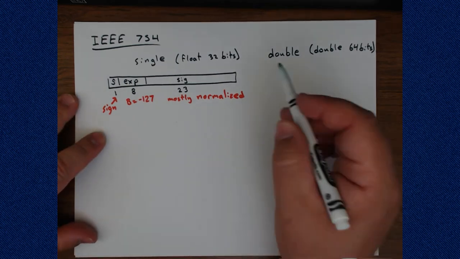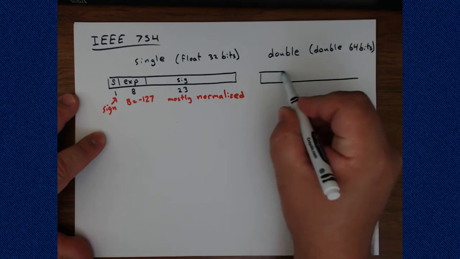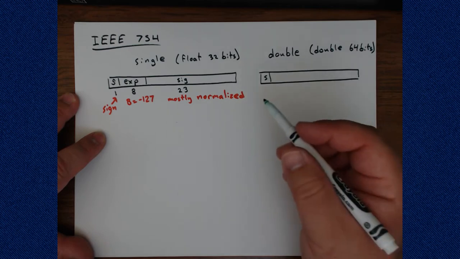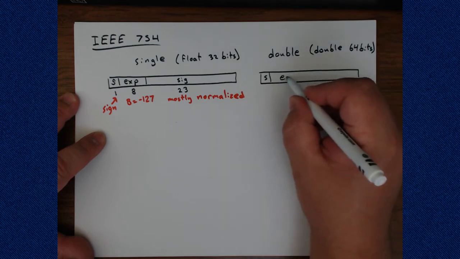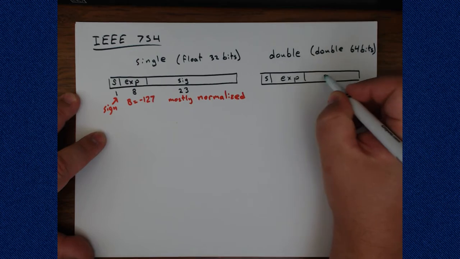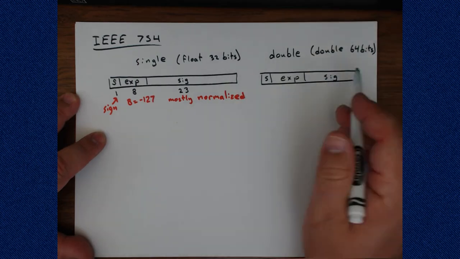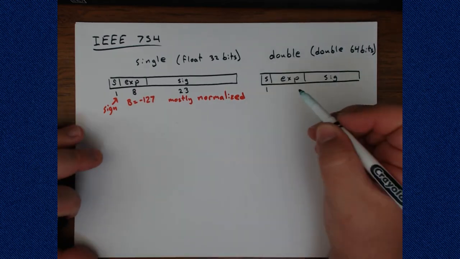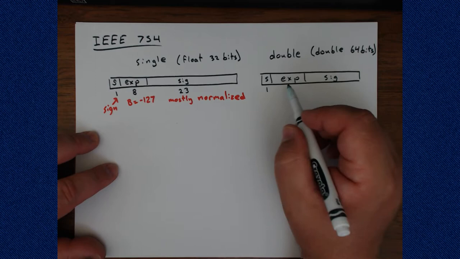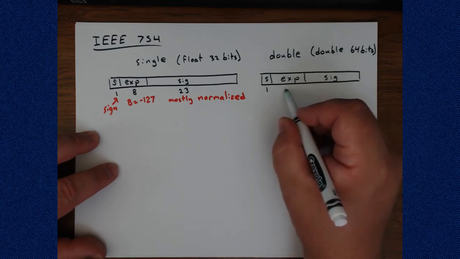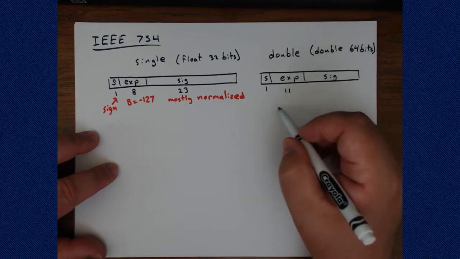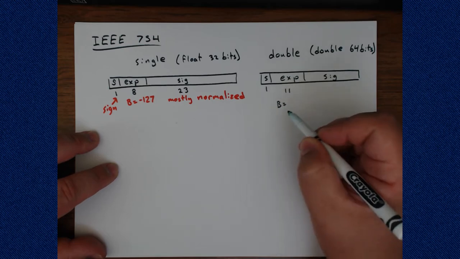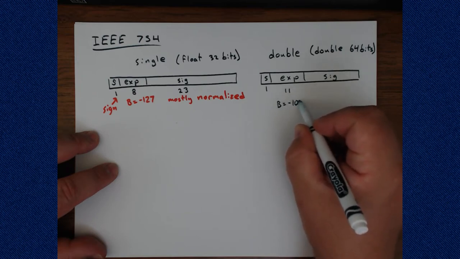So then, if we compare this to the double, in the double we have the same thing. Here's a sign bit, and then there are exponent bits that are up here, and then we have the significand bits that are down here. But this whole thing is now 64 bits big, and so we have a different number of bits. The sign is still just a single bit, but the exponent is now 11 bits long. And for this thing, it's still biased, but the bias is effectively negative 1023.